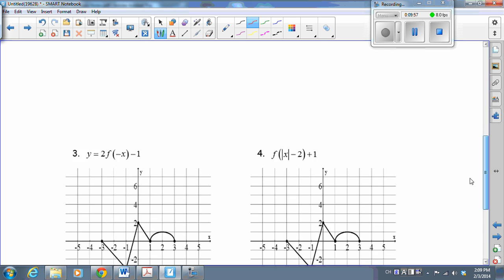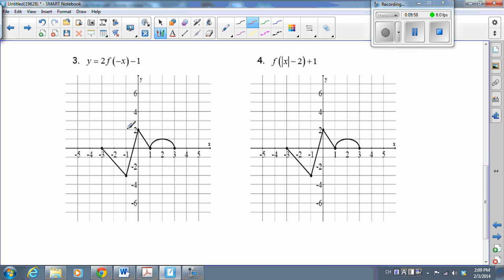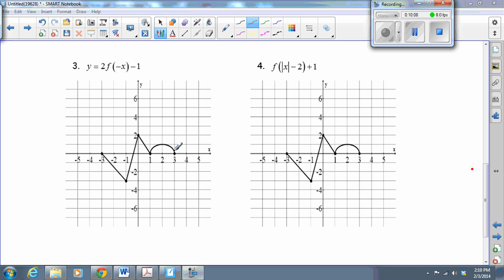All right, let's look at the next one. Number 3 and number 4. On number 3 and 4, I will go ahead and graph it, and you do the same, and you just check if you got the correct answer. Now that you had a minute to do it yourself, let's go ahead and do it together.